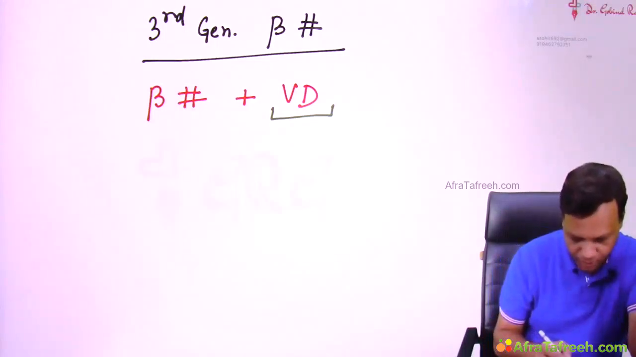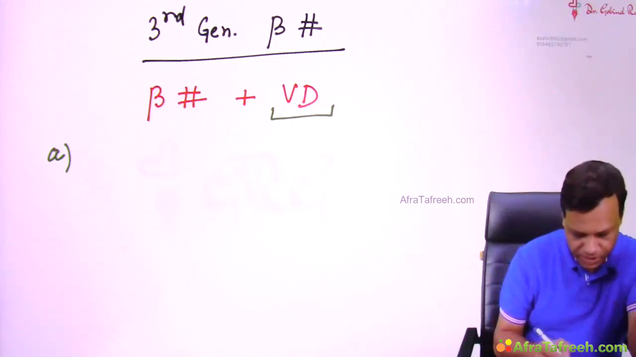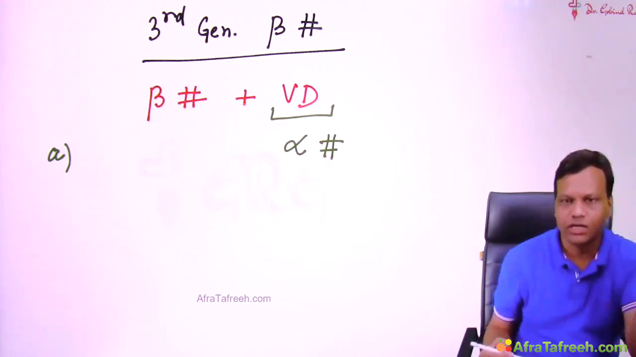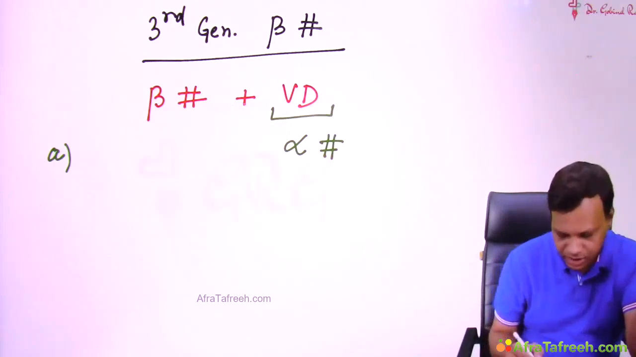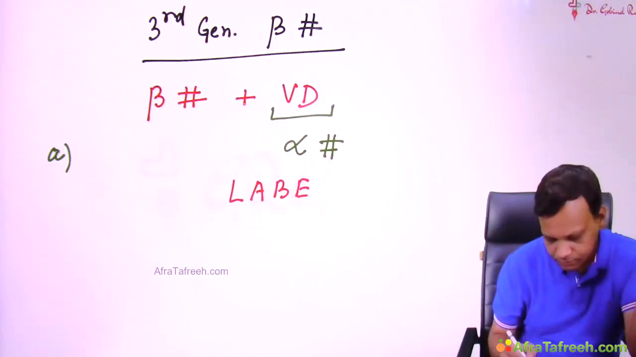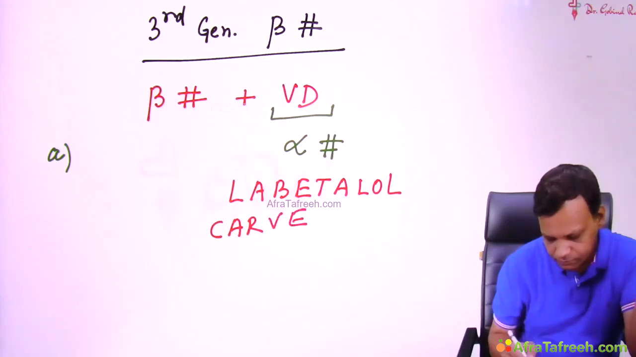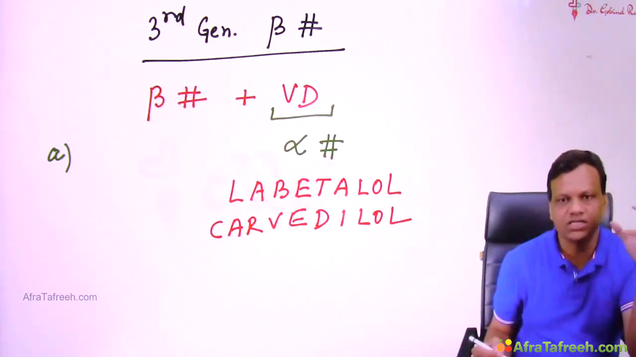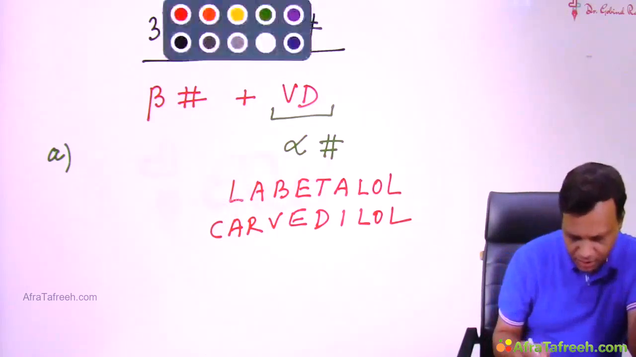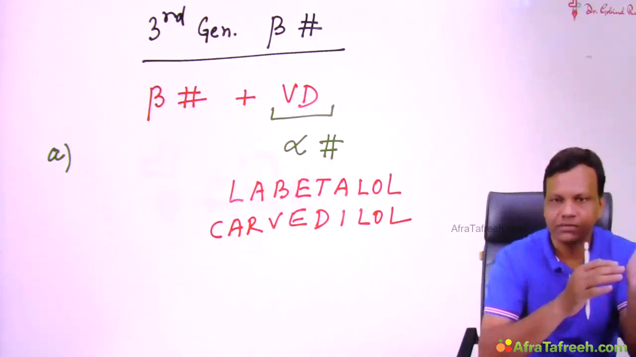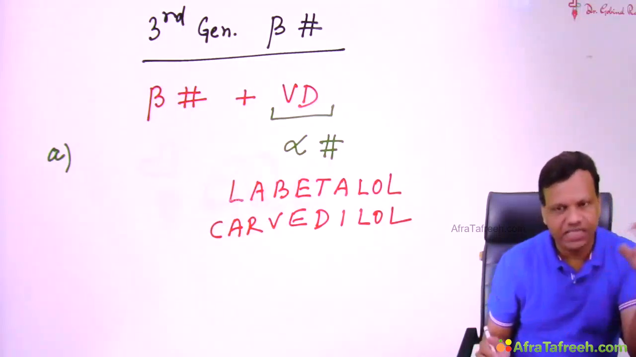So what are those extra properties? The first important property is if a drug blocks alpha receptors. So alpha plus beta blocker can be called a third generation beta blocker. And the drugs which are alpha plus beta blockers are labetalol and carvedilol. Labetalol and carvedilol are third generation beta blockers. They block alpha 1 receptors, and you can remember we have two main receptors of the sympathetic system, alpha and beta. So these drugs block both alpha as well as beta.